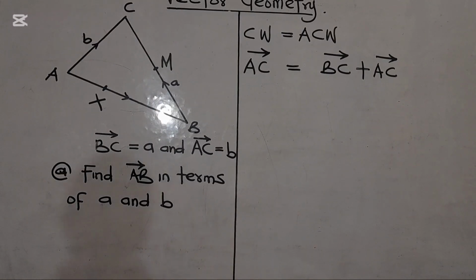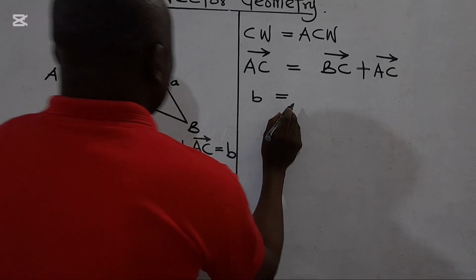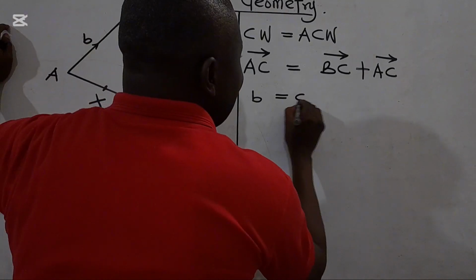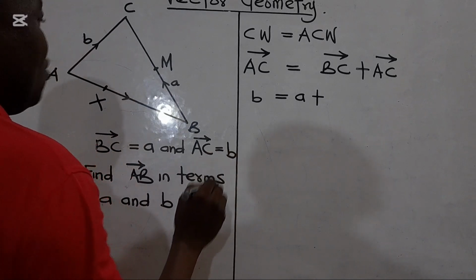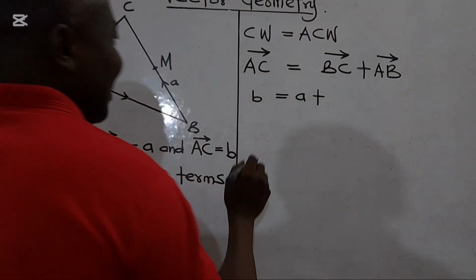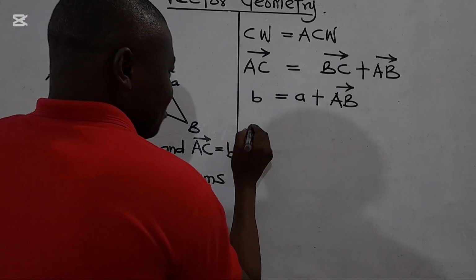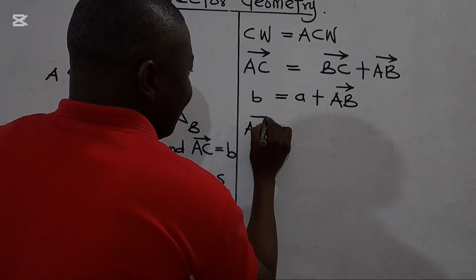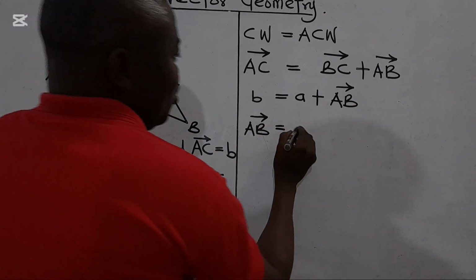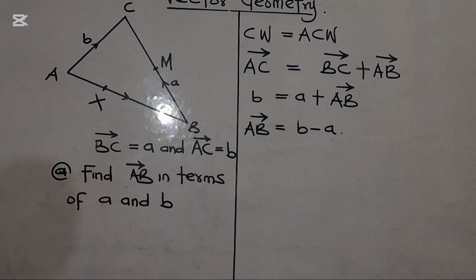Okay, so we have this. So AC is represented as B, BC represented as A. Sorry, AB, I mean AB, we do not have what it represents. So we can just rearrange it. AB will give us, if you change it, B minus A. So we've gotten the answer to the first part of the question.